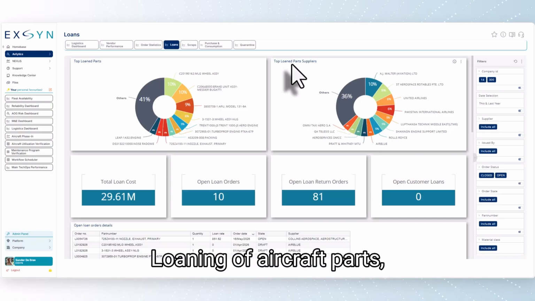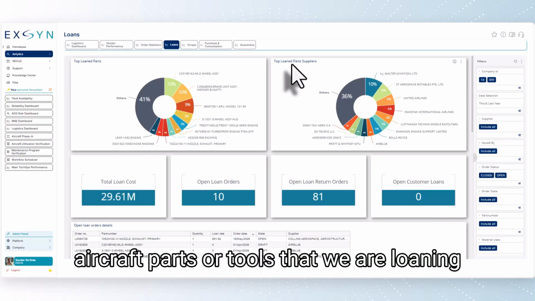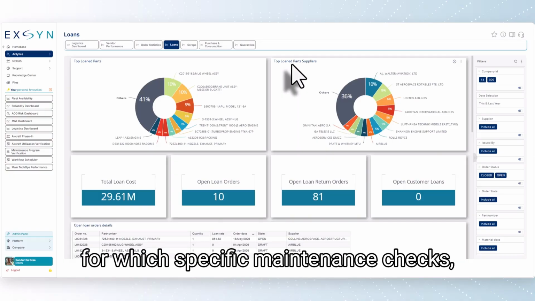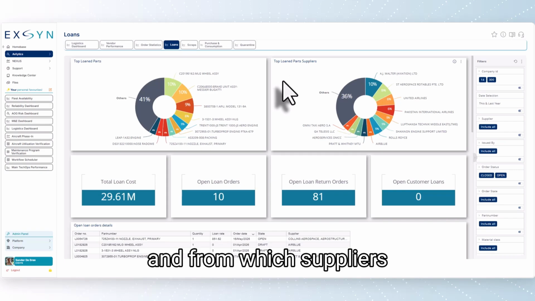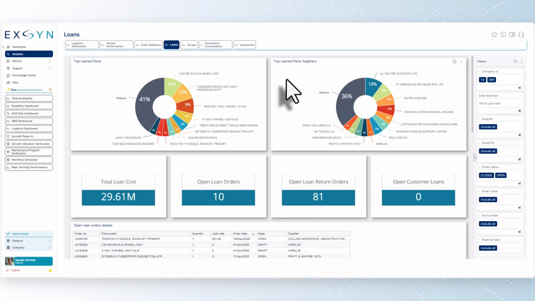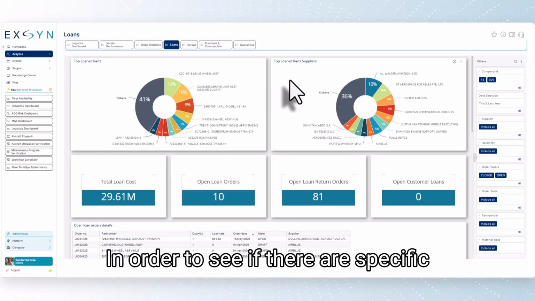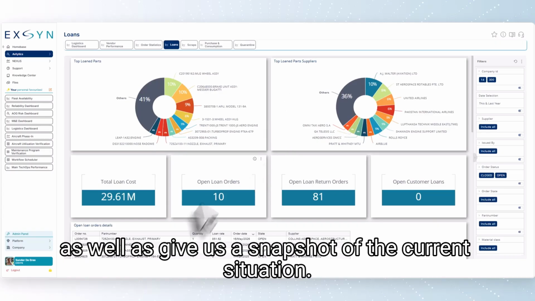Loaning of aircraft parts, loaning of tooling and equipment, for instance, to give us an insight on the specific aircraft parts or tools that we are loaning most frequently, most often. Where do those loans happen for which specific maintenance checks, for which aircraft, for which bases? From which suppliers are we most frequently loaning that material and or tooling from, in order to see if there are specific supplier related trends, as well as give us a snapshot of the current situation.